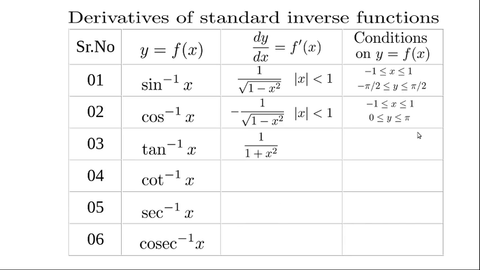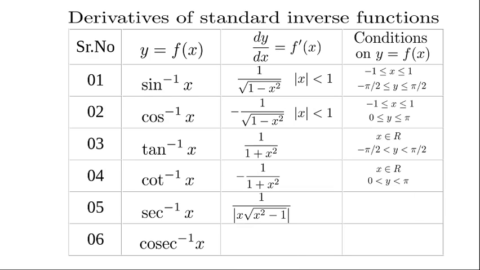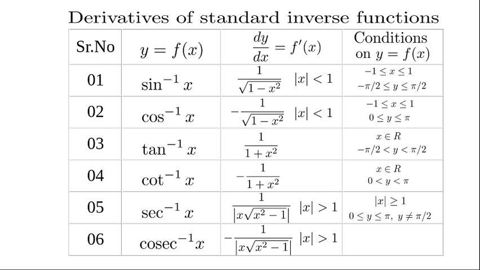If y equal to tan inverse of x, then its derivative is 1 upon 1 plus x square. And this is true for x belongs to R and minus pi by 2 less than y less than pi by 2. That means tan inverse of x must lie between minus pi by 2 and pi by 2. Derivative of cot inverse of x is minus 1 upon 1 plus x square. Derivative of sec inverse of x is 1 upon x into root of x square minus 1, provided mod x is greater than 1. Similarly, derivative of cosec inverse of x is minus 1 upon x into root of x square minus 1, mod x is greater than 1.